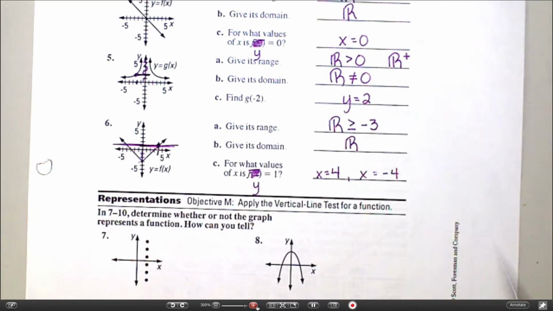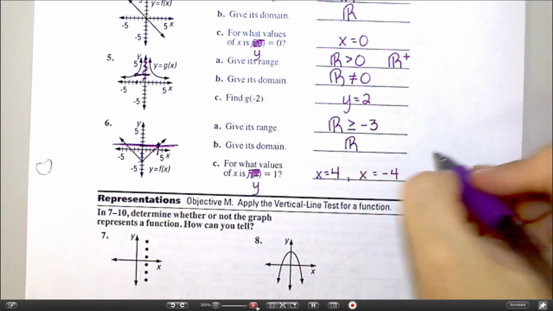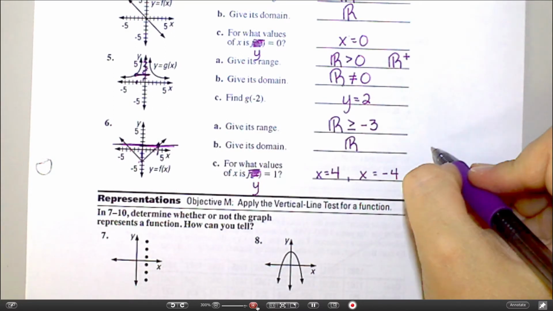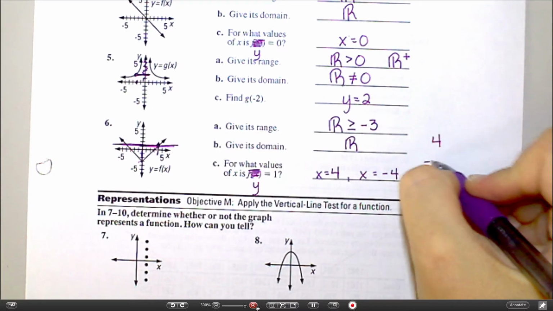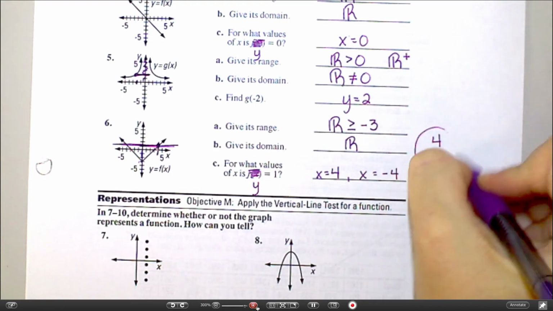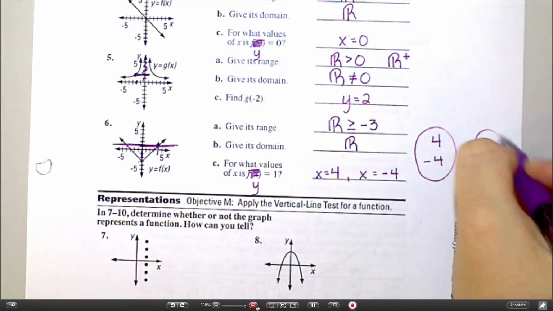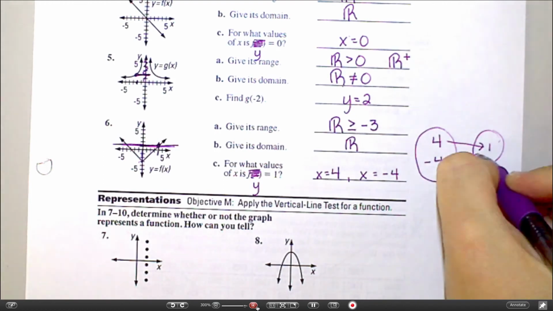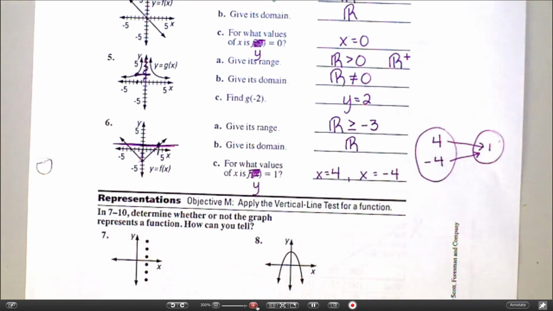And if I was writing this in one of those bubbles, you know, the bubbles for the function notation, here's what would happen. I would have 4 and negative 4 over here in this bubble, and they would both be mapped up to 1 over here. Is that okay as far as the function goes? Yeah, that is still a function. So that's just what that would look like. You good on those now? All right.